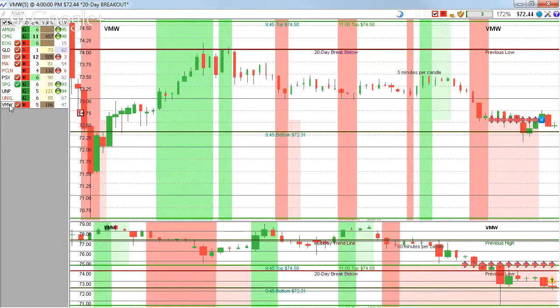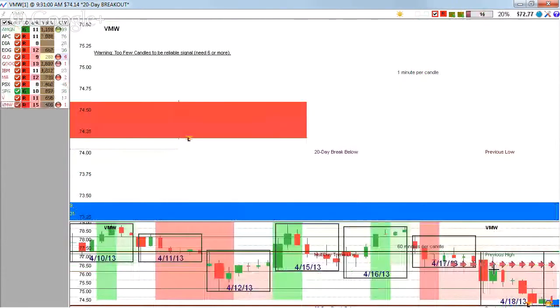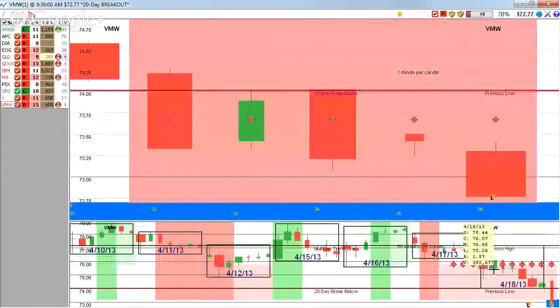I'm going to put the time back on so you can see that was the previous day, in that box there. But here, this was a great setup for red, because if we go back to the beginning of the day, you can see how it broke right there.